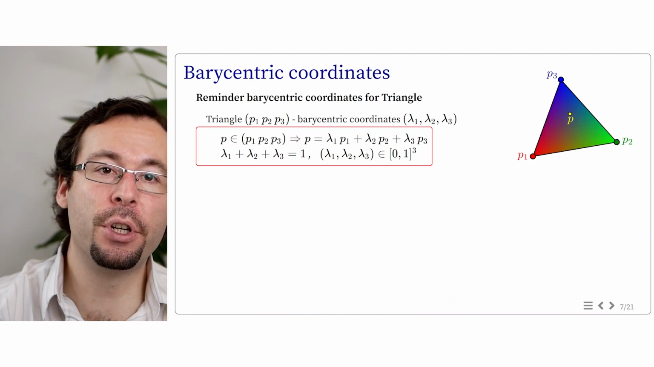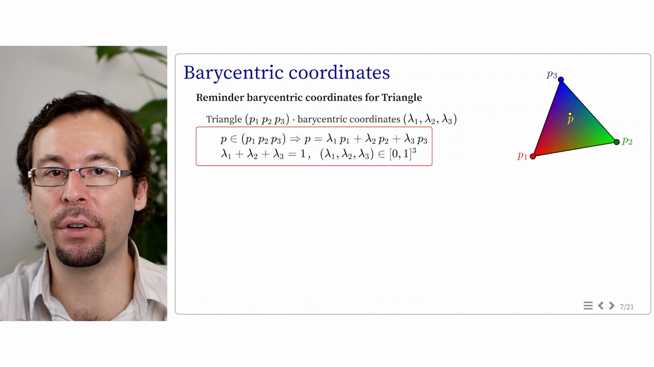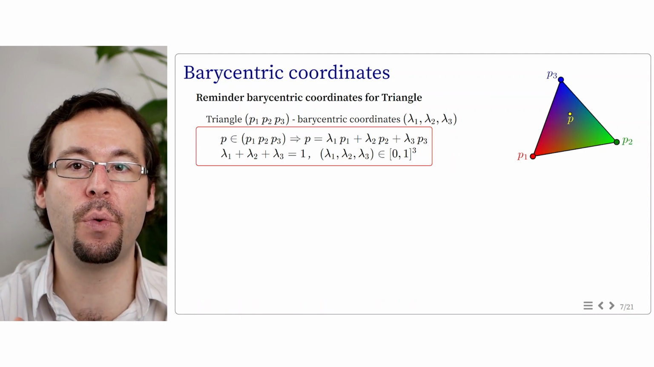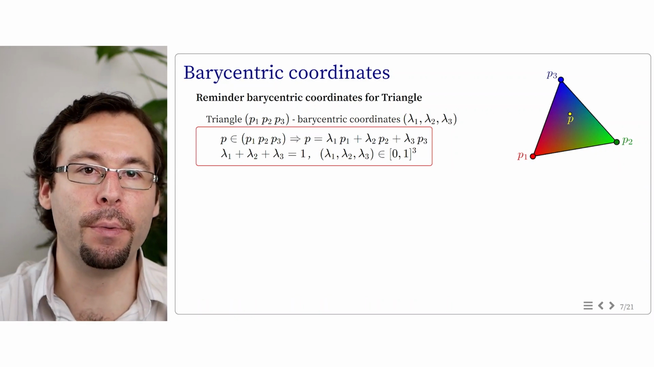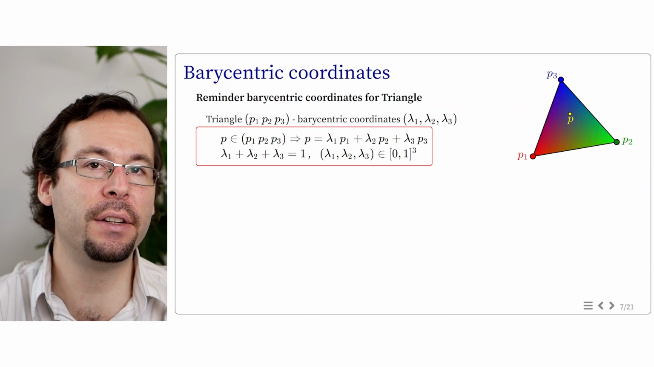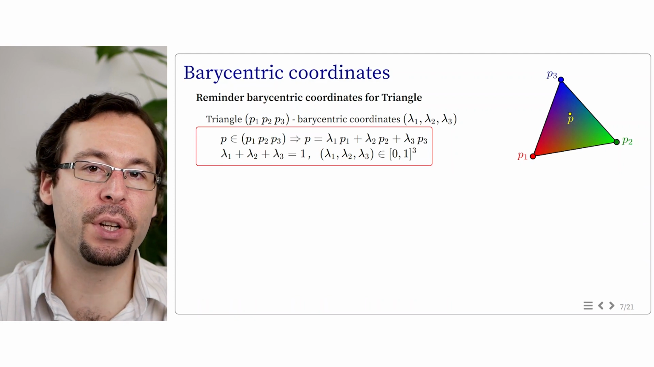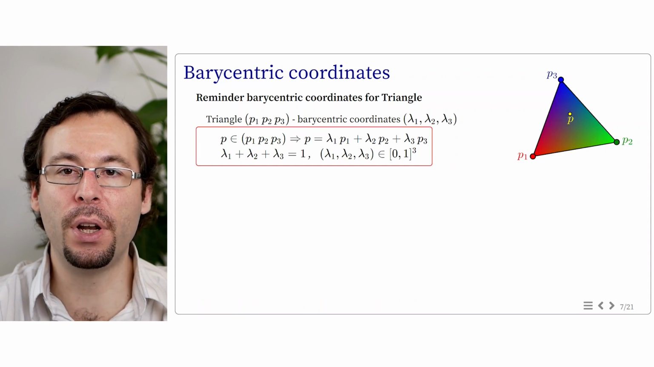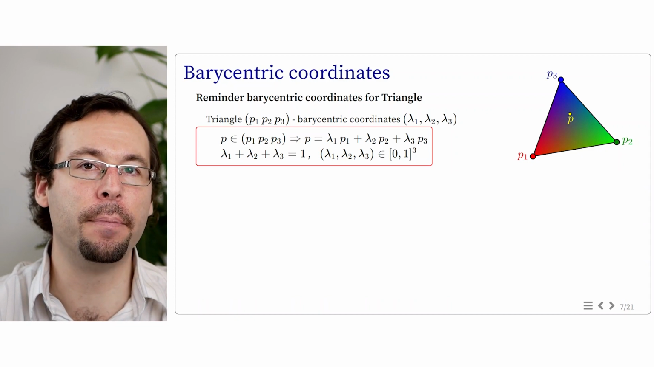So first we can take inspiration from the notion of barycentric coordinates. Barycentric coordinates are a way to generate a relation between any point P inside a triangle with respect to its position toward the triangle vertices P1, P2, and P3. For such a triangle, we call the barycentric coordinates lambda 1, lambda 2, lambda 3, and then for any point P in the triangle P1, P2, P3, we can write P equals lambda 1 times P1 plus lambda 2 times P2 plus lambda 3 times P3.